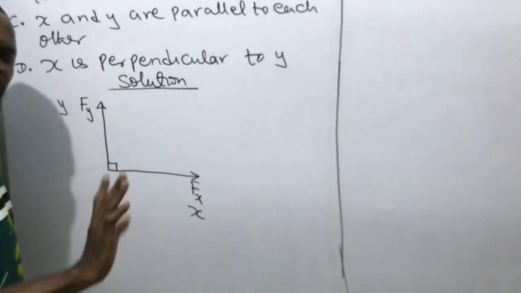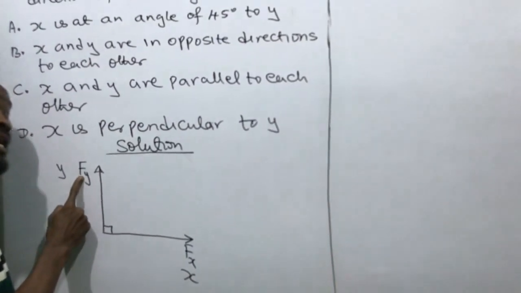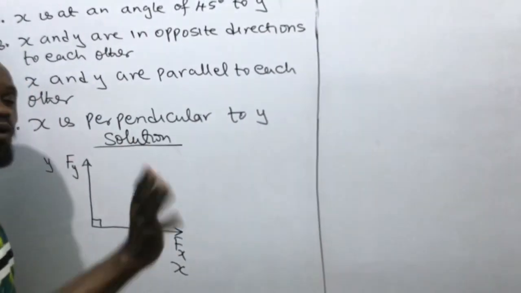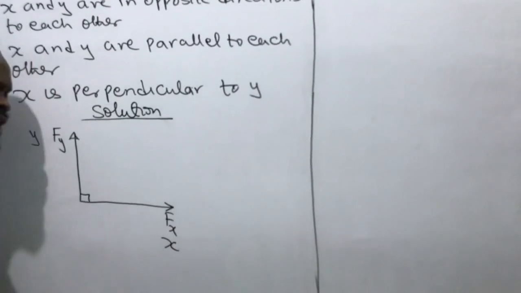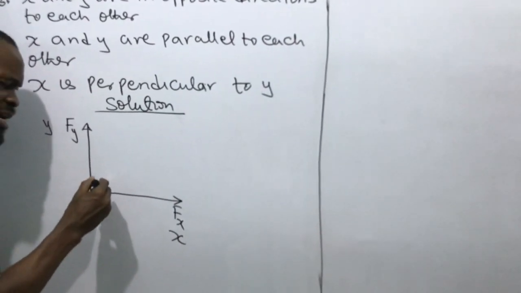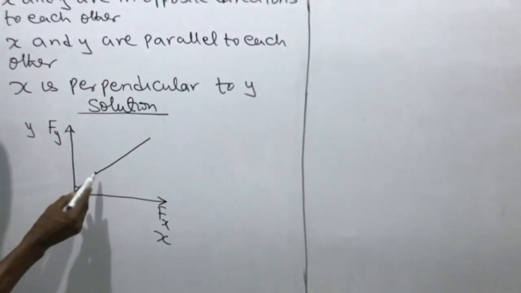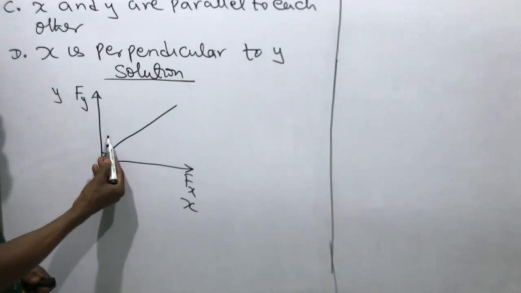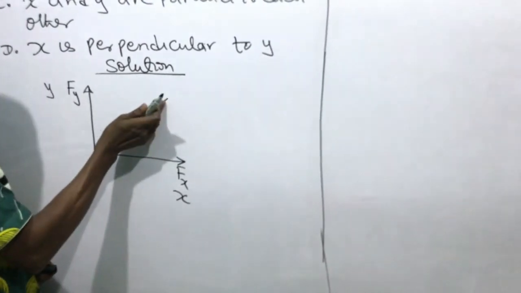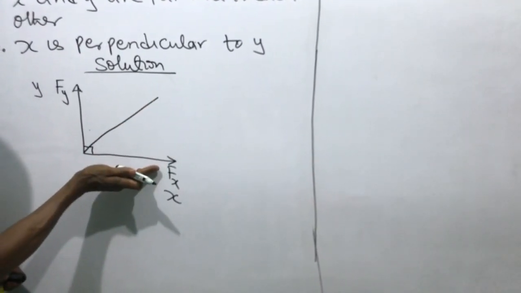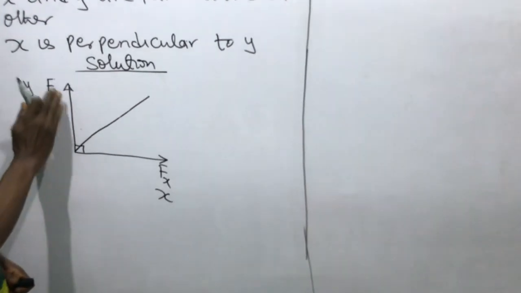Are you getting what I'm saying? They are not going to have components. Force y and force x have no component. The only force that will have a component is the force acting this way, at an angle to the horizontal and an angle to the vertical. We resolve this force to have a component of x, and we resolve this force to have a component of y.